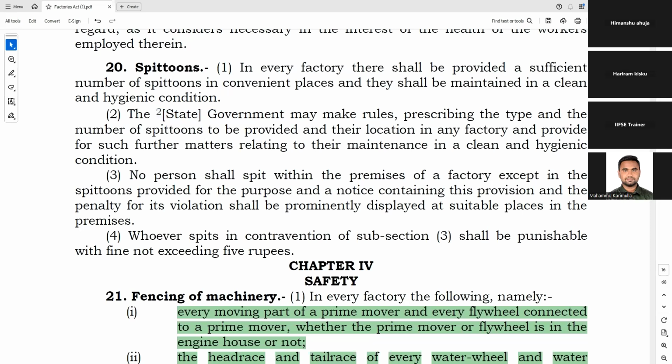No person shall spit within the premises of the factory except in the spittoons provided for the purpose, and a notice containing this provision and the penalty for the violation shall be prominently displayed at suitable places in the premises. They should not spit here and there. And also, we have to provide such signages as well.